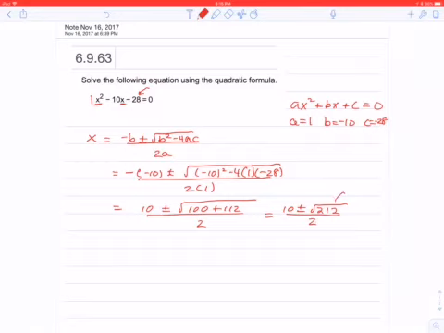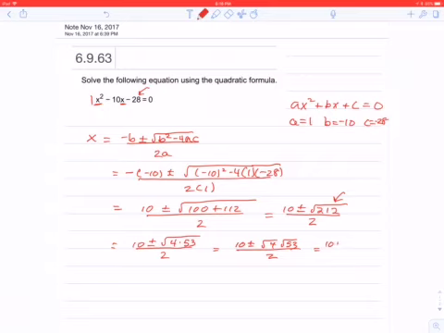So we have to simplify this radical. We're looking for the largest perfect square that will divide into the radicand of that radical, so the largest perfect square that will divide into 212 evenly. Well, 4 goes into 212 evenly 53 times. So I can write that as 10 plus or minus the square root of 4 times 53. I can write it as the square root of 4 times the square root of 53, all over 2.